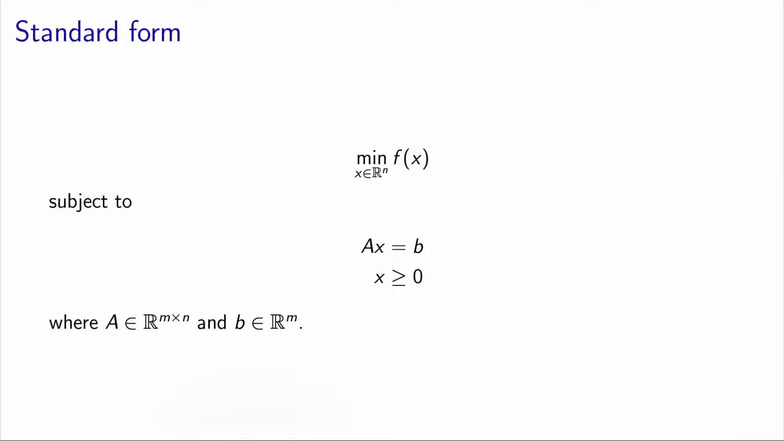We minimize an objective function, and the constraints are defined by a set of equality constraints. There are m of them. The matrix A has m rows and n columns. And then all the variables must be non-negative. This is called a problem written in standard form.